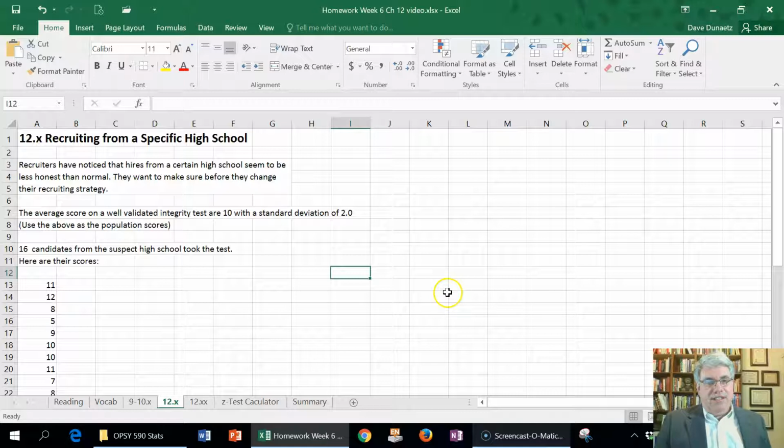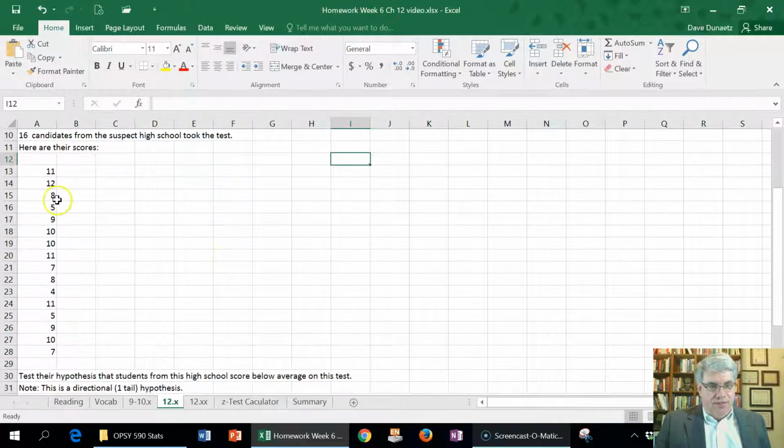So they collect data using an integrity test that's well validated, that's been tested on national averages, and the national average on the test is 10 with a standard deviation of 2. And so we are going to use these as population scores. And there were 16 candidates from the suspect high school that took the test. And here are their scores.